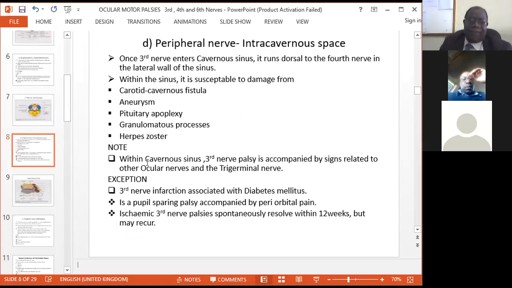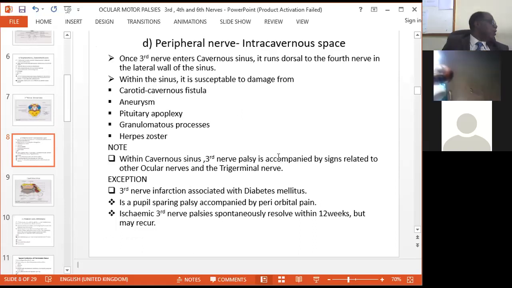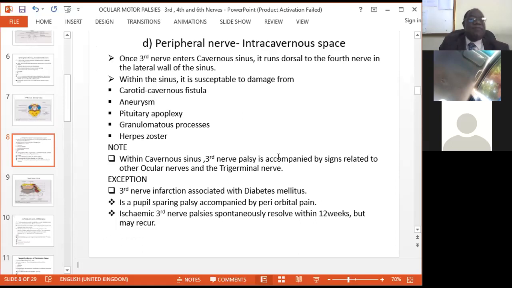So we're saying within the cavernous sinus, the third nerve palsy is accompanied by signs related to other ocular nerves and the trigeminal. Why other ocular? Well, the other nerves are also passing through the cavernous sinus. So with one nerve affected, it will not just be that. There will also be the other nerves a bit involved, though maybe not in the same amount.